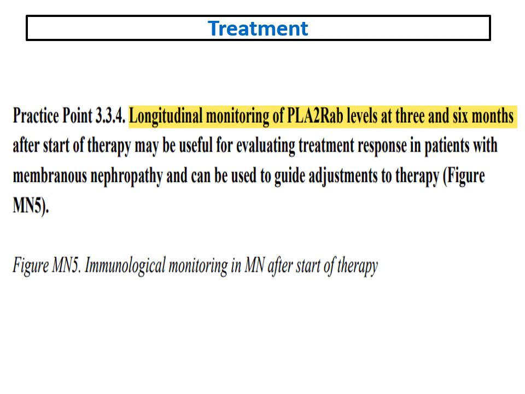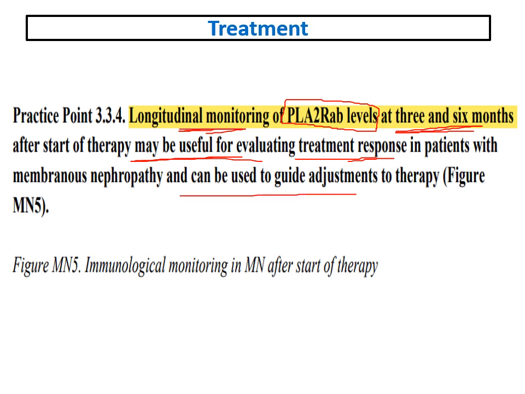Longitudinal monitoring of phospholipase A2 receptor level, as we said before, in the diagram. Longitudinal monitoring at 3 and 6 months after start of therapy may be useful for evaluating the response. So the level of phospholipase A2 receptor is very important for diagnosis, for follow-up and prognosis. Very important in our management. It can also guide us for adjustment of therapy, as we will see now.